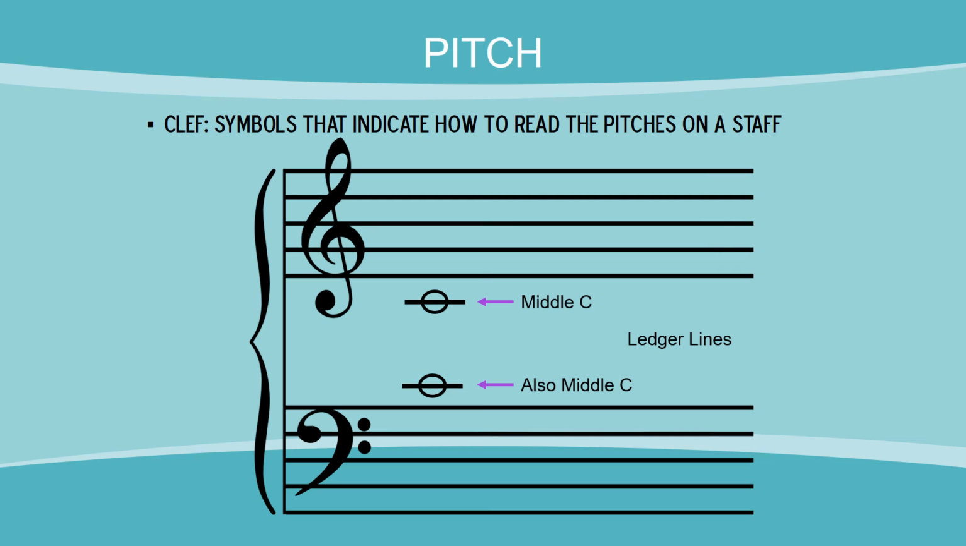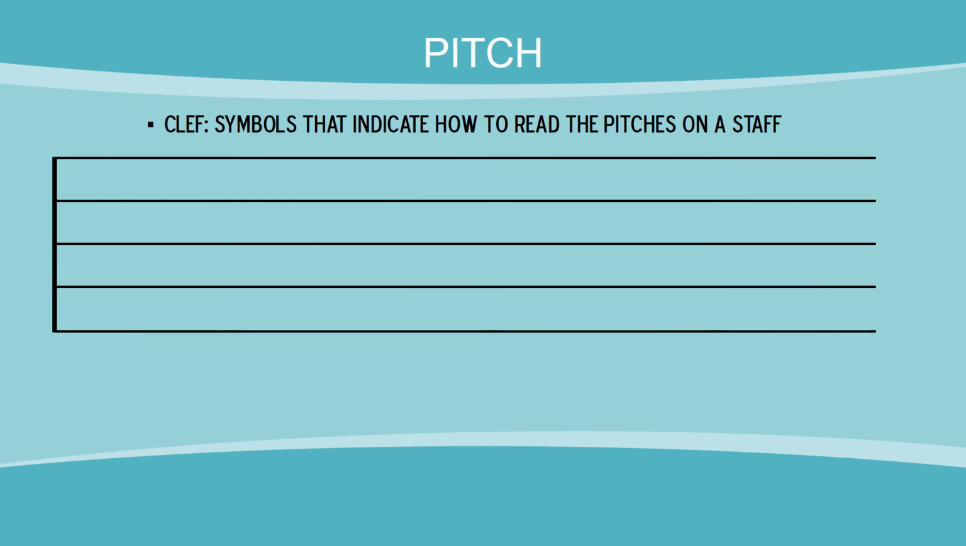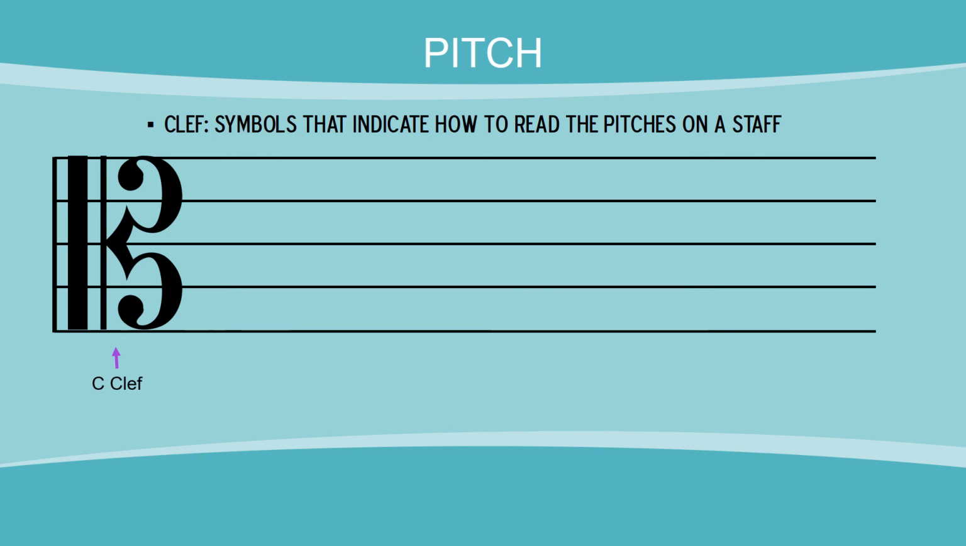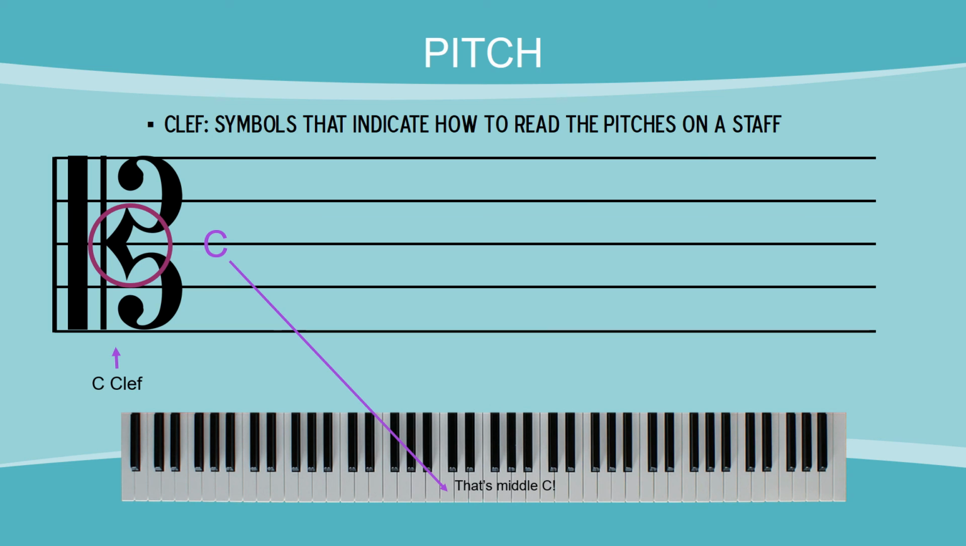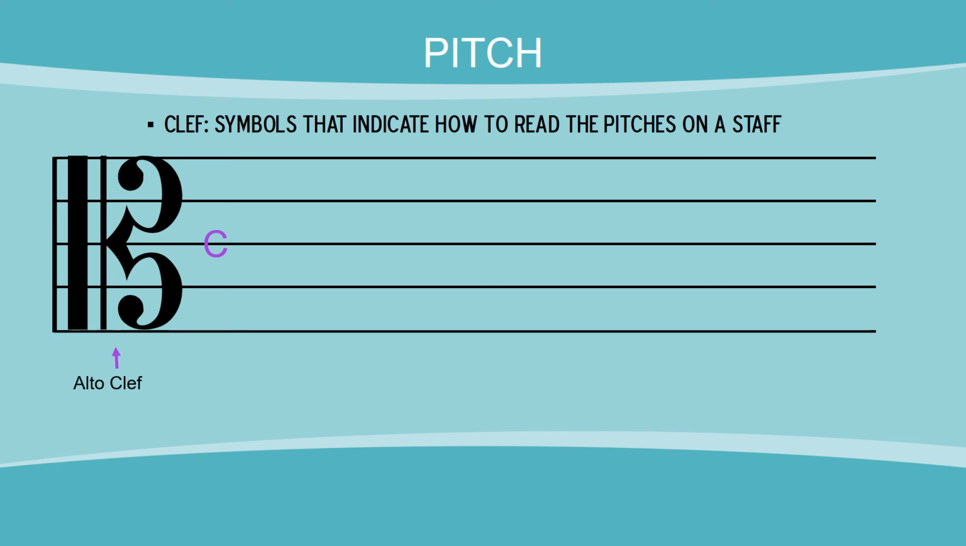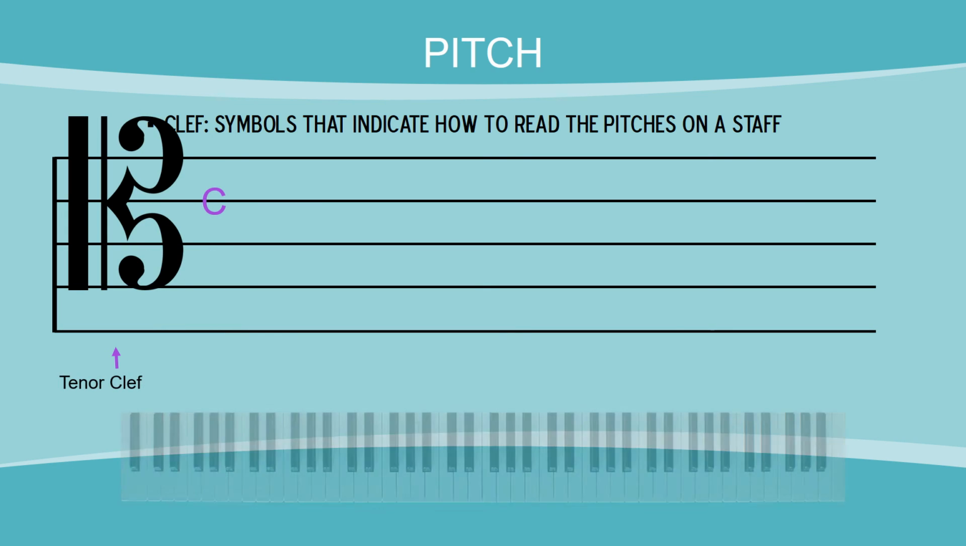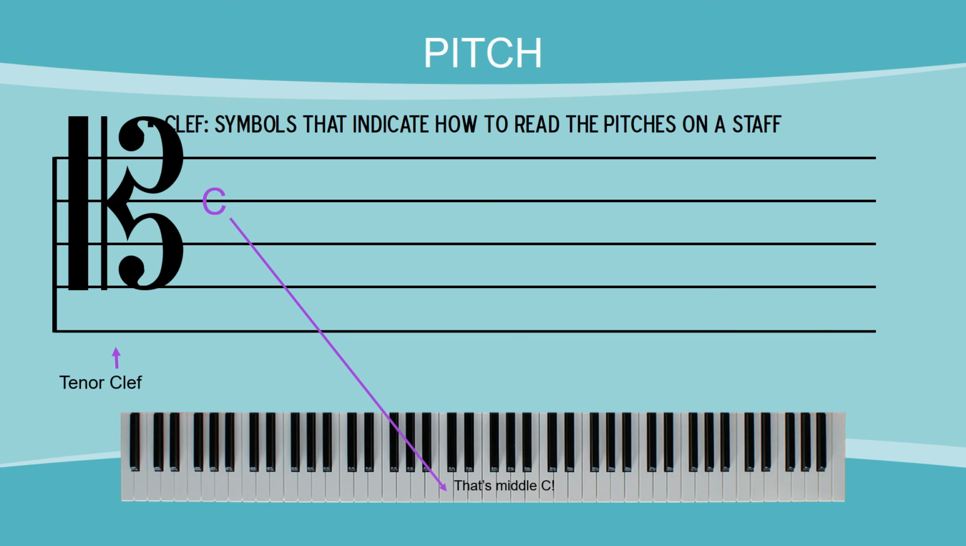Writing occasional notes using ledger lines is customary, but some instruments have ranges that would require the use of many ledger lines all of the time in certain ranges, like the viola and sometimes the trombone, bassoon, or cello. In these cases, we use a movable clef, also known as a C clef. The C clef has a curly arrow in the middle. Whatever line this arrow points to is middle C. The most common C clefs are the alto clef, which indicates the middle line as being middle C, and the tenor clef, which indicates the fourth line as being middle C.